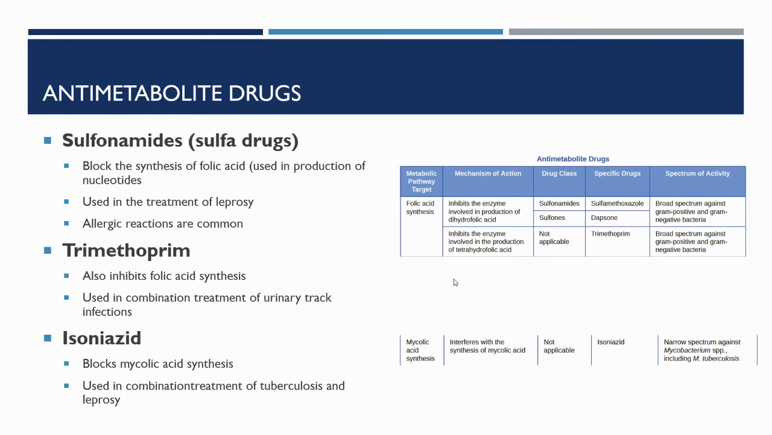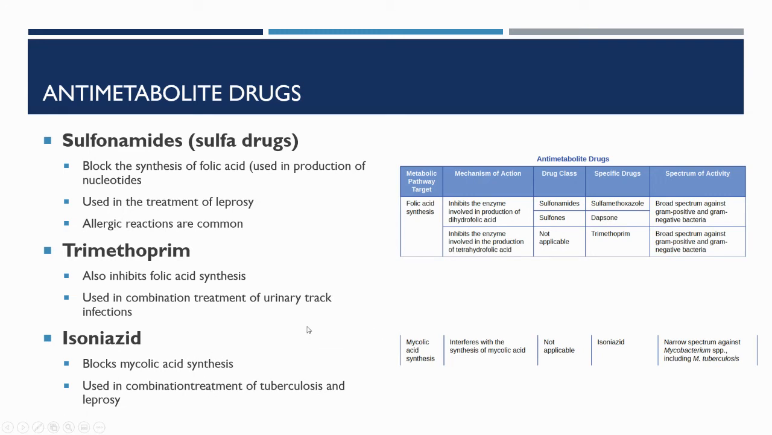Trimethoprim also targets folic acid synthesis. Isoniazid blocks mycolic acid synthesis. So we can use this in the treatment of tuberculosis and leprosy. Remember our Mycobacterium, Mycobacterium tuberculosis, Mycobacterium leprae. Those are the bacterial species that are responsible for these.